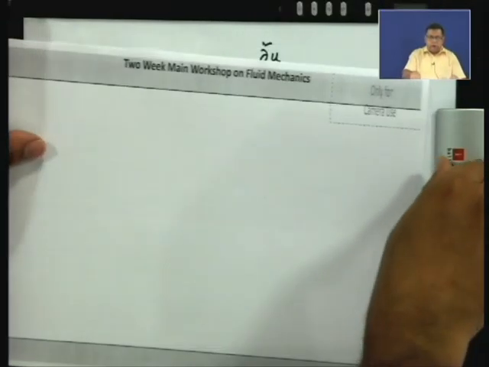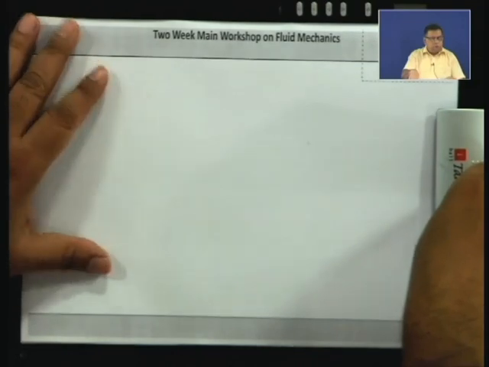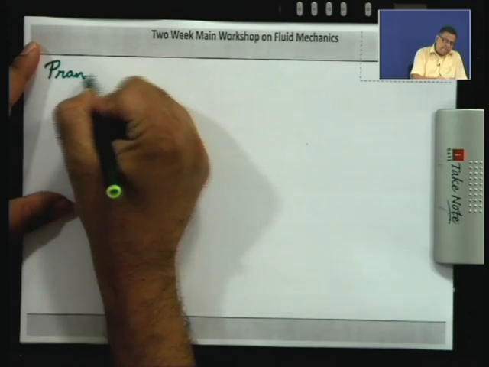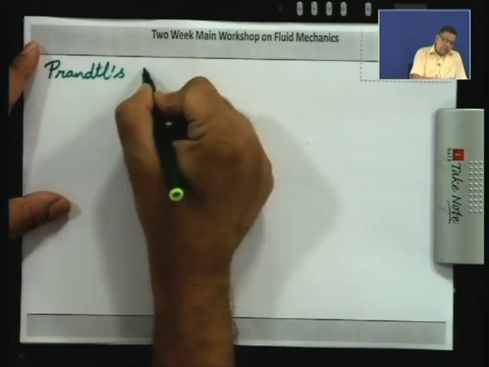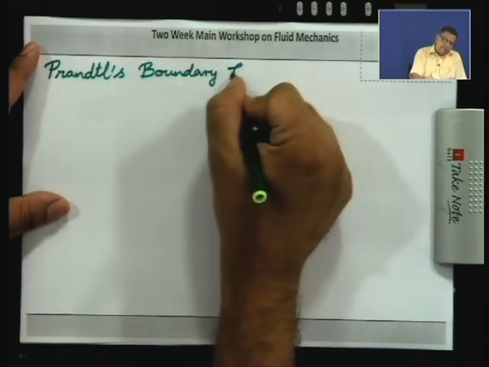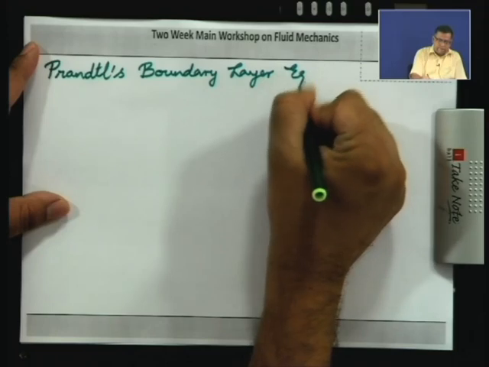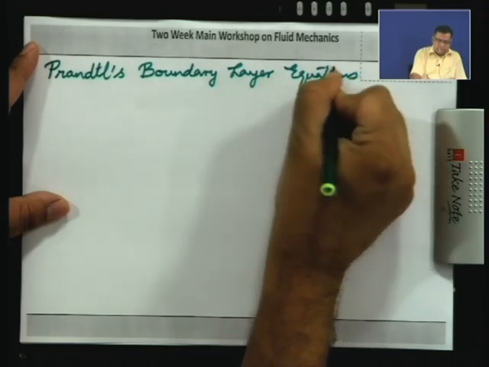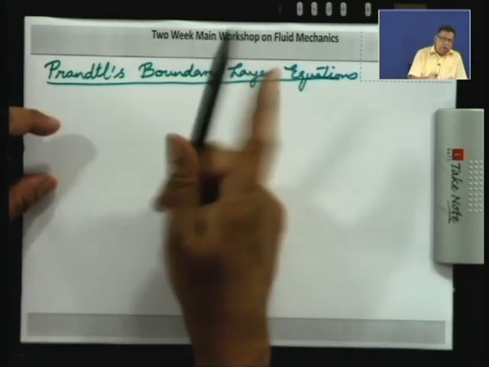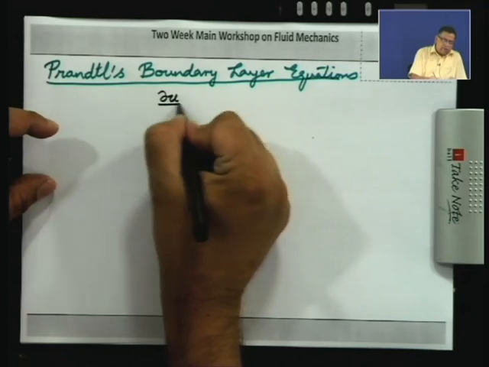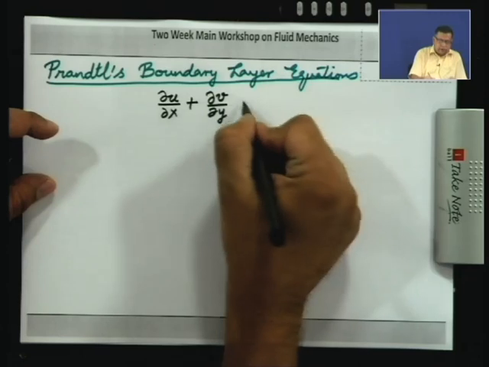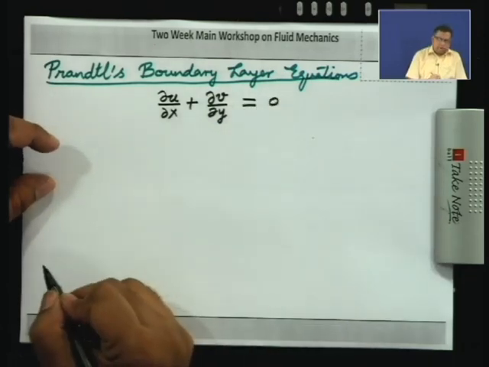So, I will make a summary of what are now referred to as Prandtl's boundary layer equations. The continuity equation is del u del x plus del v del y equal to 0; there is no approximation.